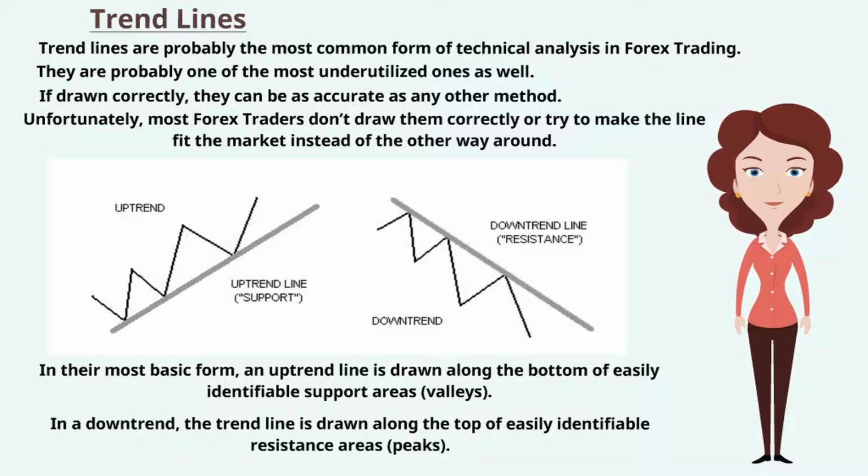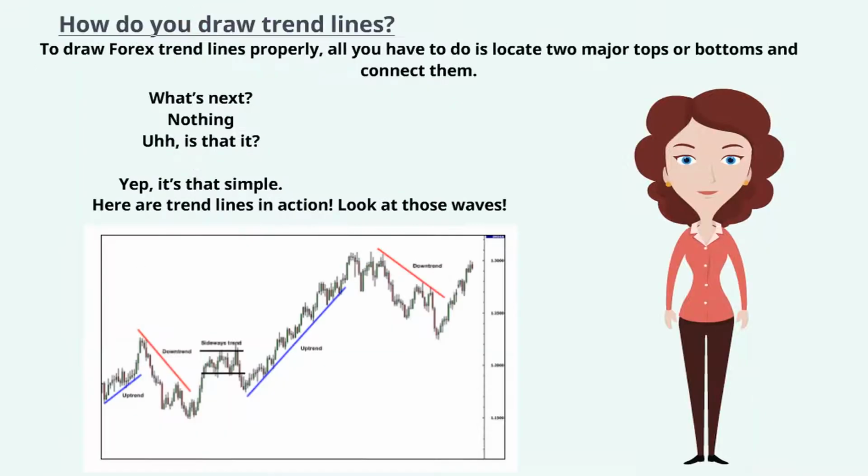Unfortunately, most Forex traders don't draw them correctly or try to make the line fit the market instead of the other way around. In their most basic form, an uptrend line is drawn along the bottom of easily identifiable support areas, valleys. In a downtrend, the trend line is drawn along the top of easily identifiable resistance areas, peaks. How do you draw trend lines? To draw Forex trend lines properly, all you have to do is locate 2 major tops or bottoms and connect them. What's next?